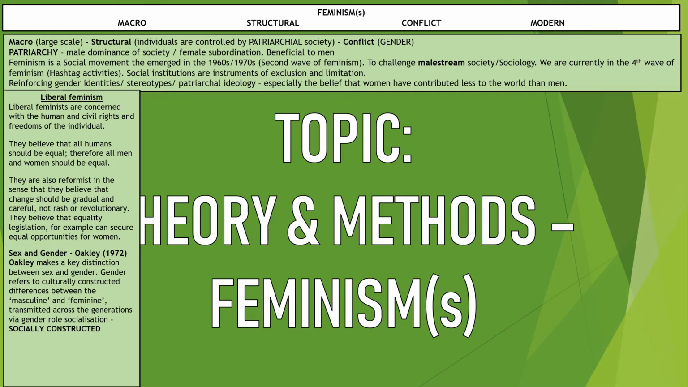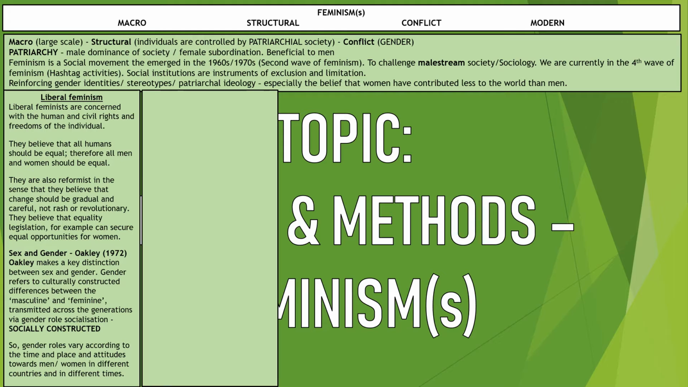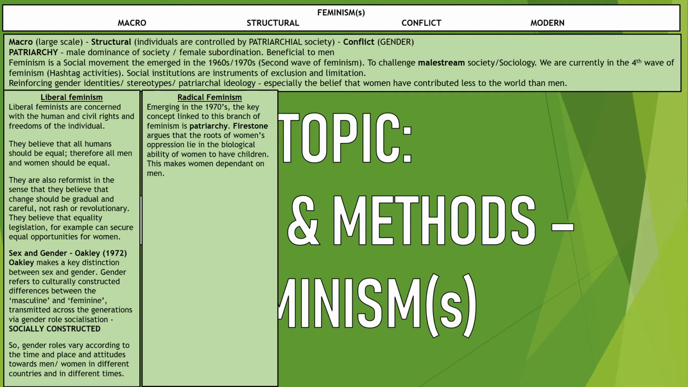Oakley talked about the difference between sex and gender, particularly gender is a cultural construct. And she talked about masculine and feminine and how the ideas are transmitted through each generation through gender role socialization. Essentially, gender is a social construct. So gender roles vary according to time and place. Attitudes towards men and women change between countries, and therefore it shows that this liberal feminist idea can take place, that feminism and gender is not fixed, and obviously it can change.